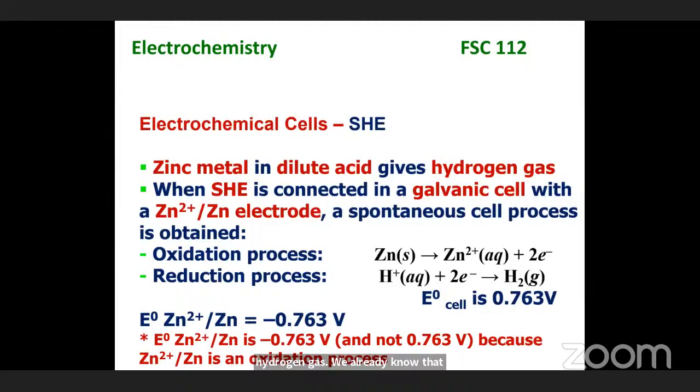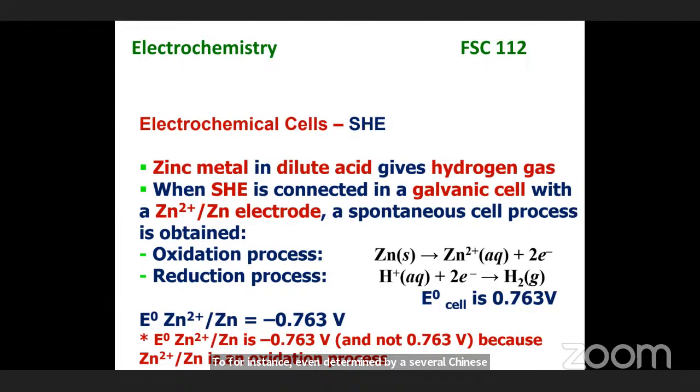When we already know what the standard hydrogen electrode is, it is connected to a galvanic cell with zinc ion and zinc solid electrode, and a spontaneous cell process is obtained. This is just an example of a question that you can come across. So you see the oxidation process here, everything is given to you. In some cases, you'll be required to, for instance, even determine by yourself which one is the oxidation process and which one is the reduction process.